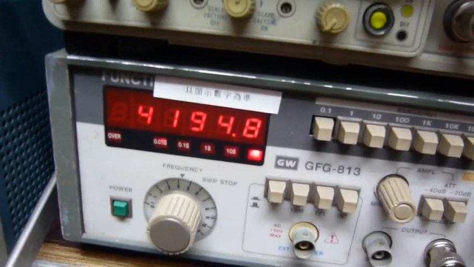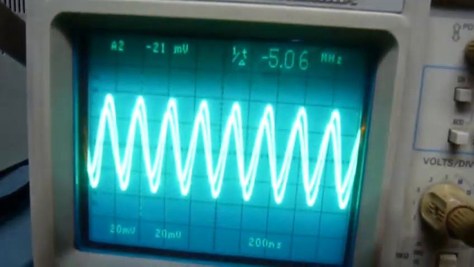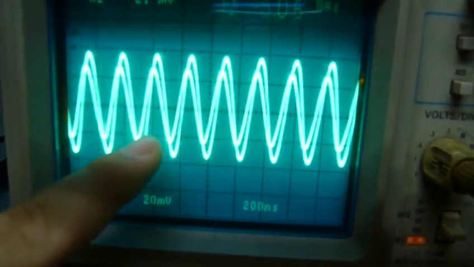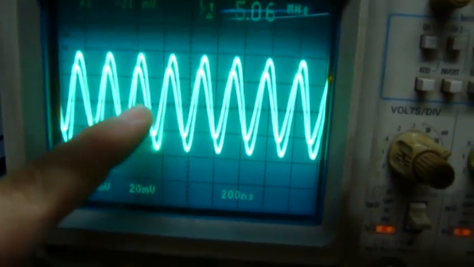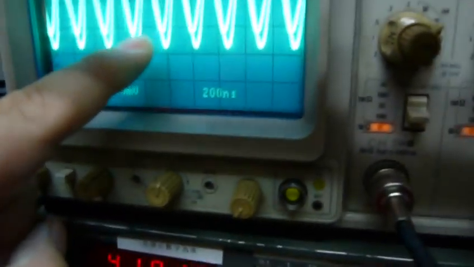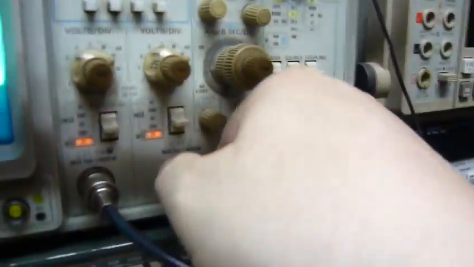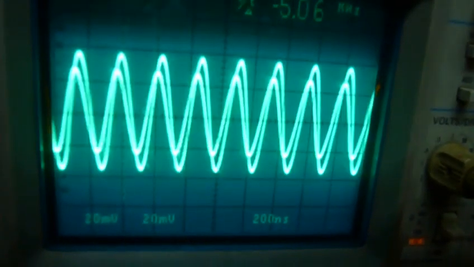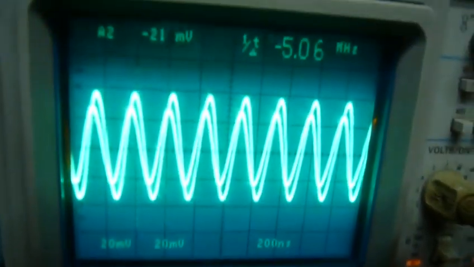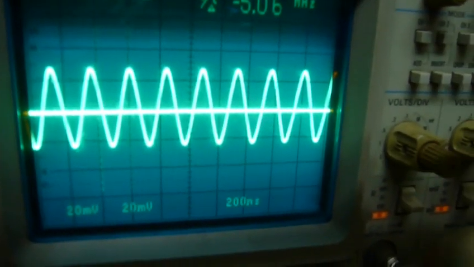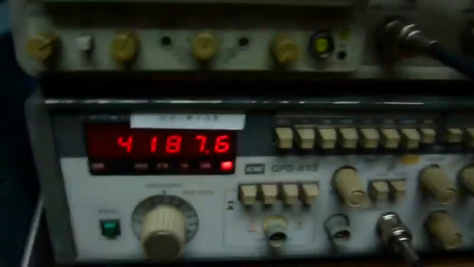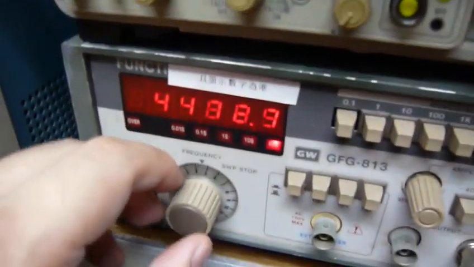Now it is 4.1 megahertz, and this is the test waveform. I don't know which one is which, so I will unplug it to see. This one is the antenna, and this one is our reference. Okay, let's vary the frequency to see the change.